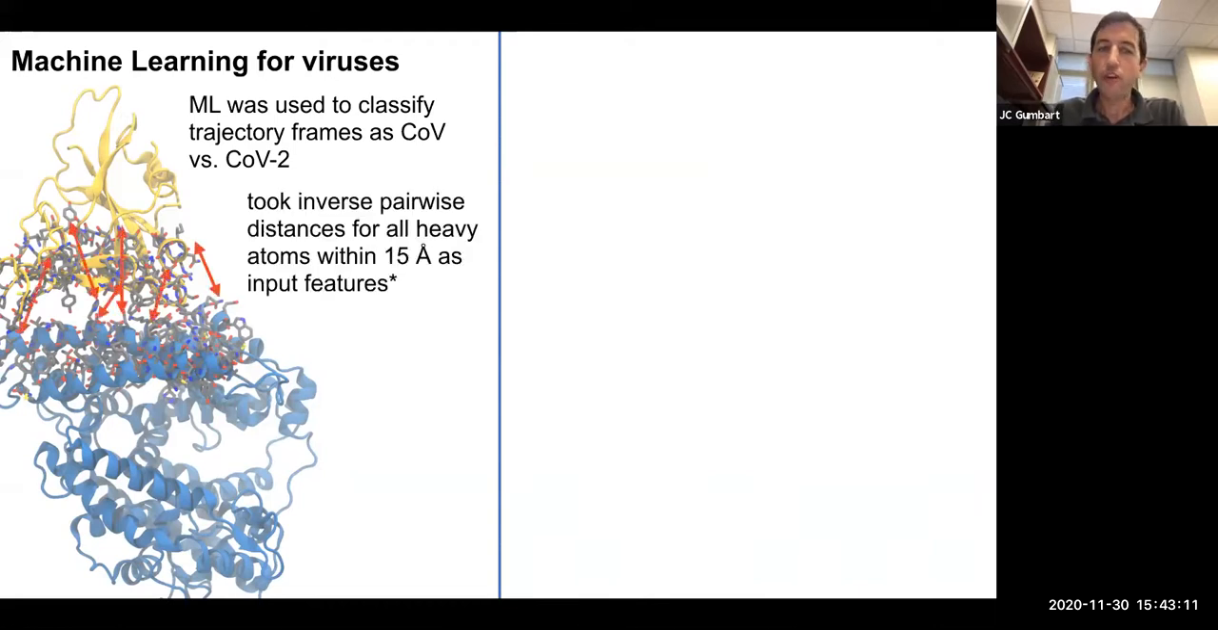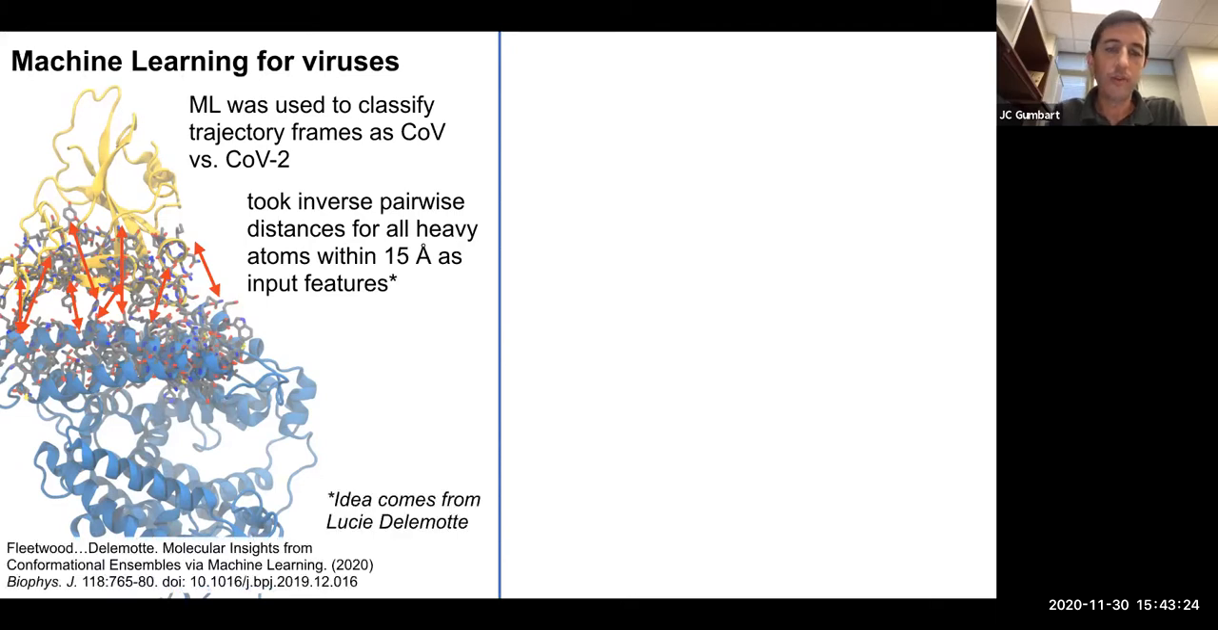So as input features, we took inverse pairwise distances for all heavy atoms within 15 angstroms of each other at the interface. To be clear, we did not invent or pioneer this approach. We're following the wonderful example presented by Lucy Delemotte in a Biophysical Journal paper earlier this year. For anybody wanting to use machine learning for molecular dynamics simulations, I encourage you to take a look at the many examples that she shares there.